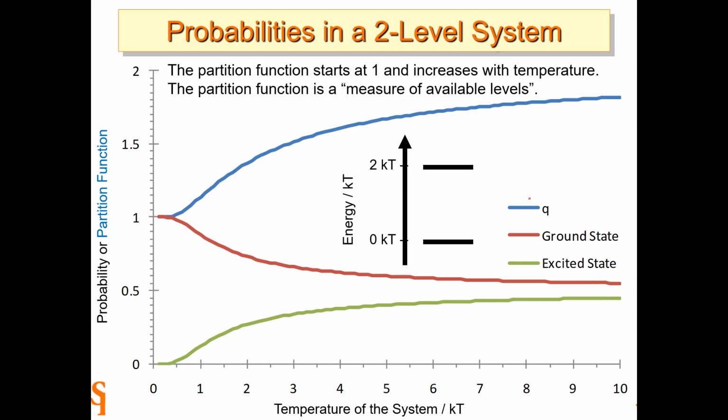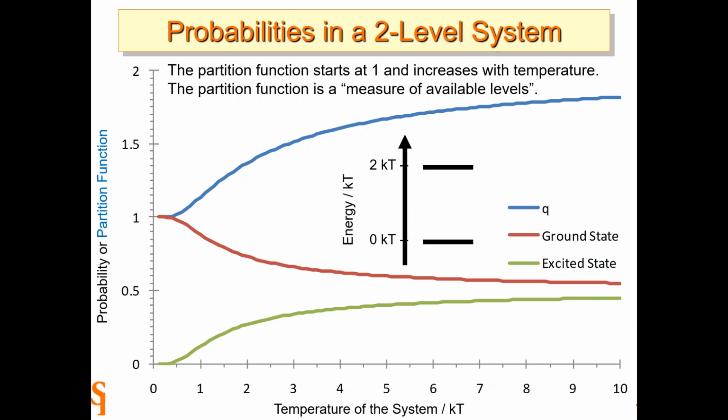And then the Q is the partition function. It goes from 1 at really low temperatures, what is that one state? That's the ground state. And then it approaches, because it's a 2-level system, it approaches 2 at really high temperatures. So again, it's showing you that Q is a measure of the accessible energy levels at a given temperature.